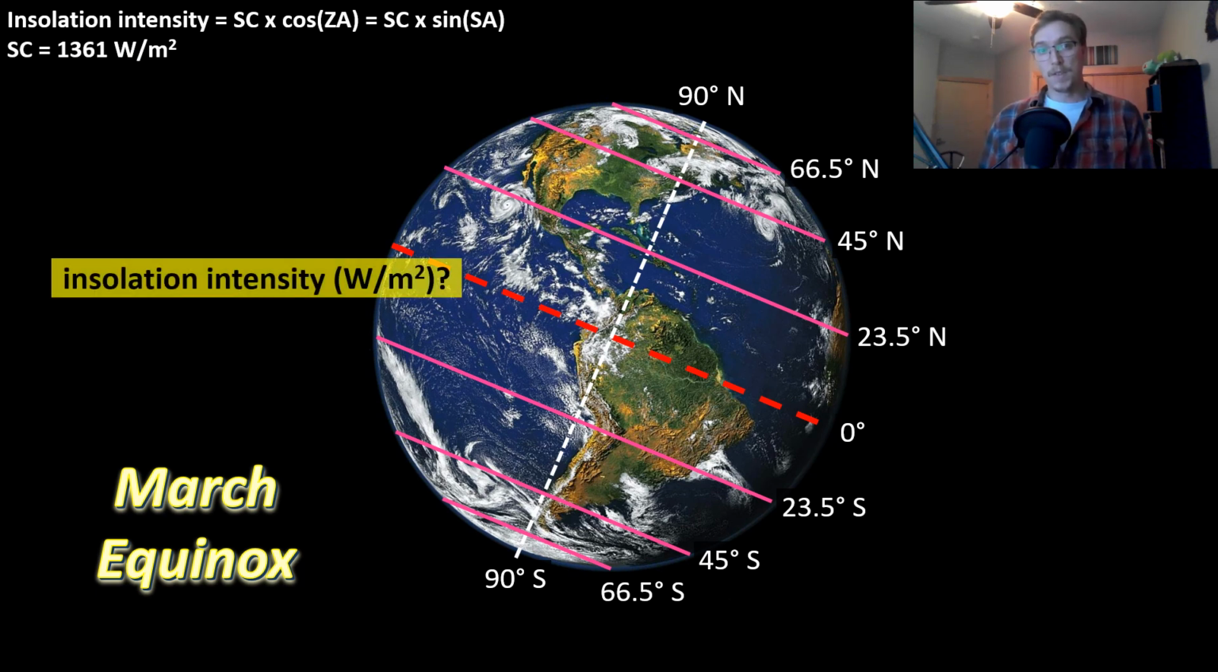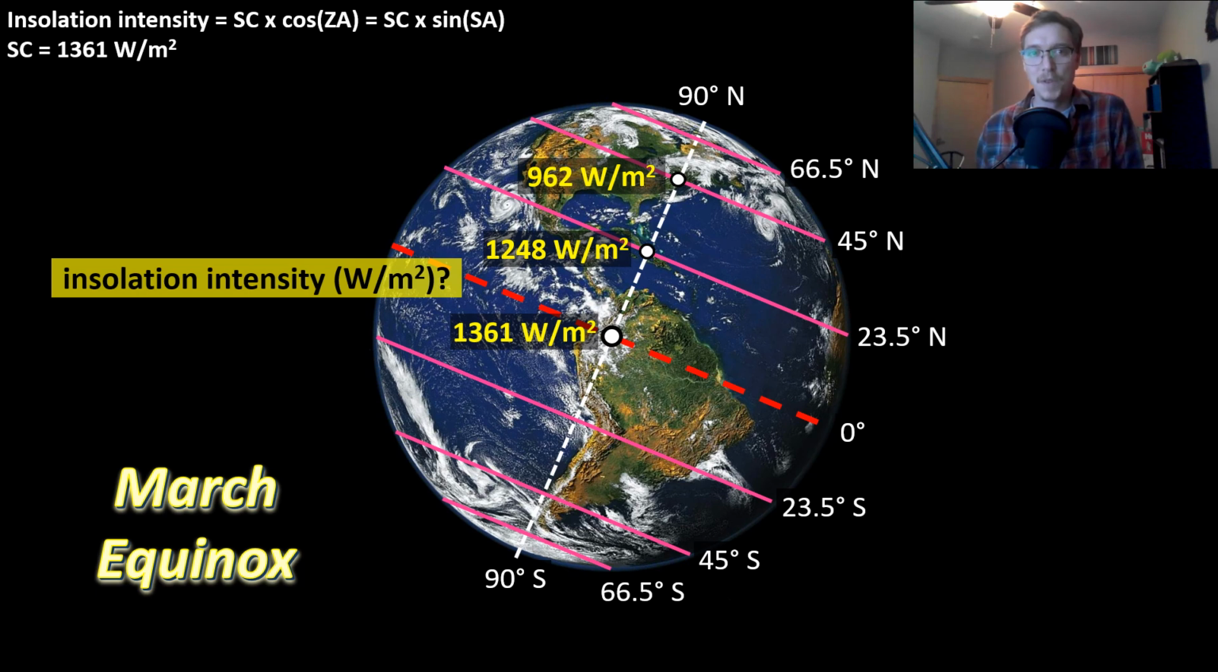So, what's insolation intensity at the equator on the March equinox? 1,361. I think we should be getting this by this point. I feel like I'm rather redundant. So 1,248 at the Tropic of Cancer, 962 at 45 degrees north, 543 at 66.5, 0 at the North Pole.